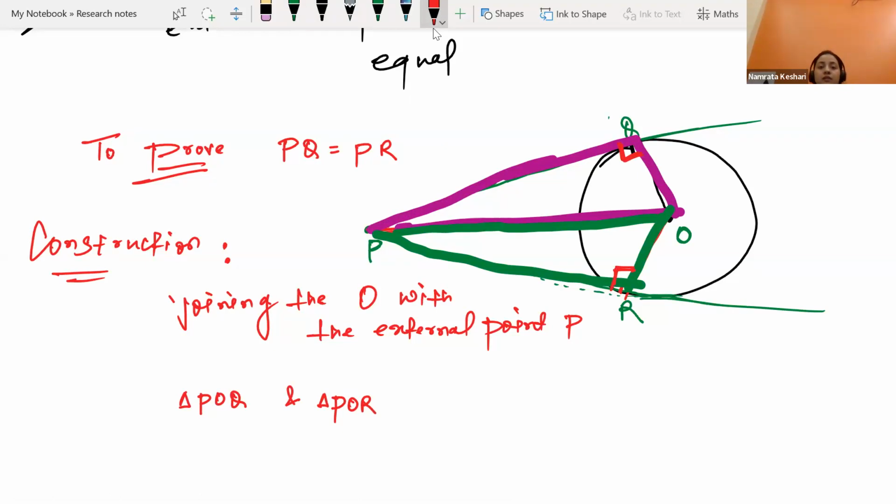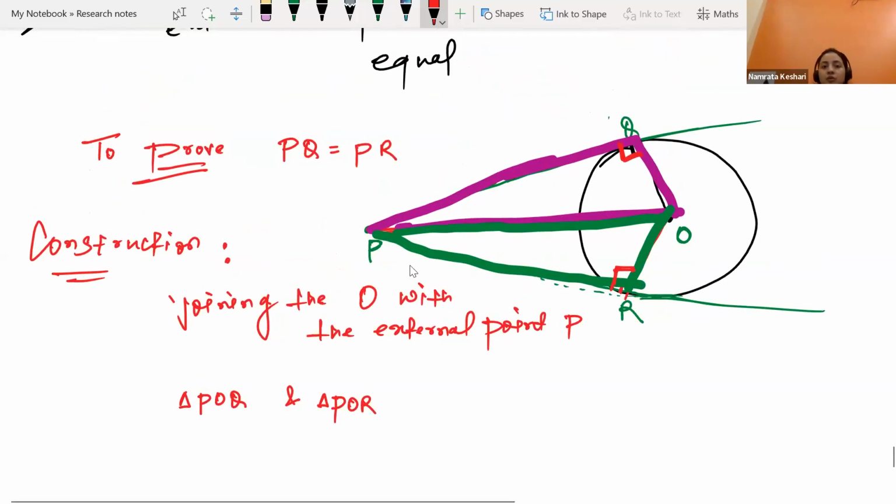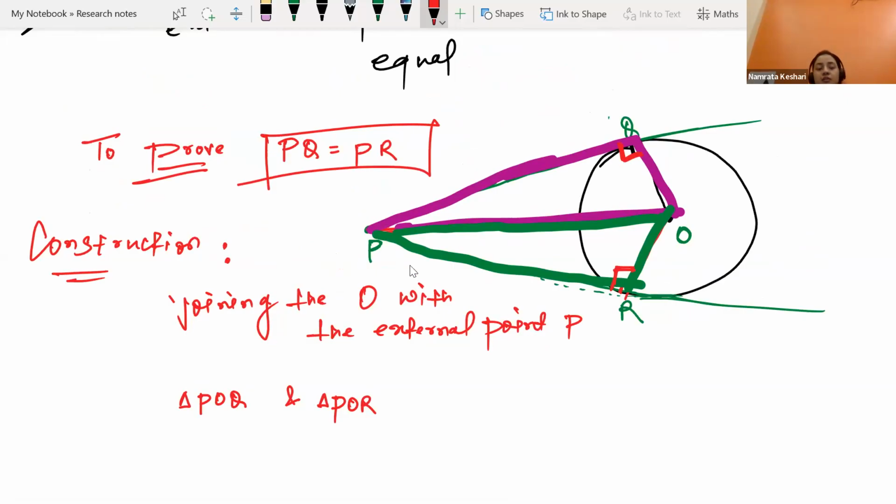By SAS. Let's make PQ and PR equal, and then QO equals OR since they are radii. But PQ and PR, Maha, we want to show, so we cannot take that. We want to show PQ and PR are equal. Then you can take angle PQO equals angle PRO since they are 90 degrees, and then the radius QO equals OR, and then PO equals PO as a common side.